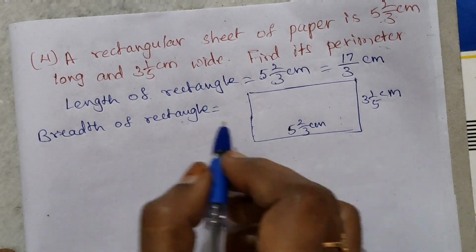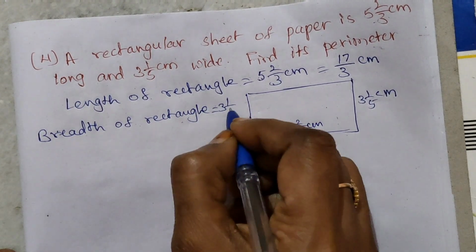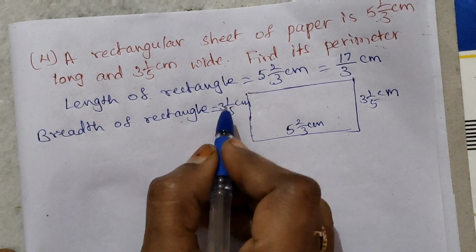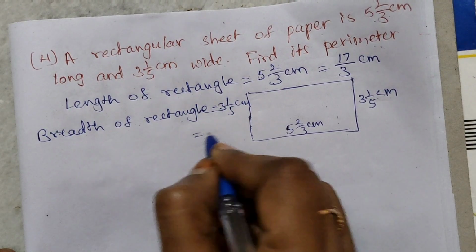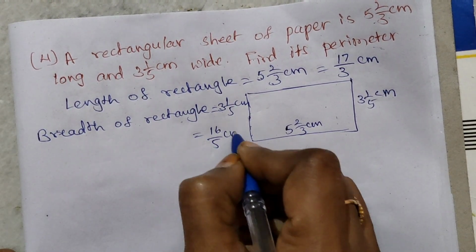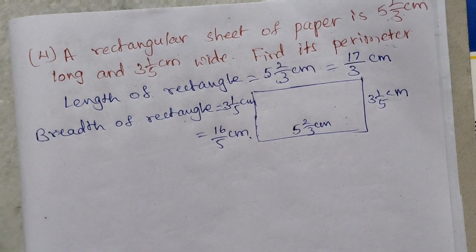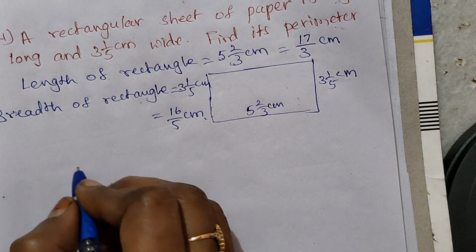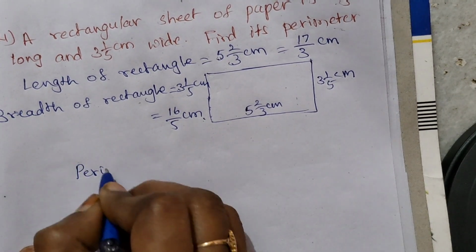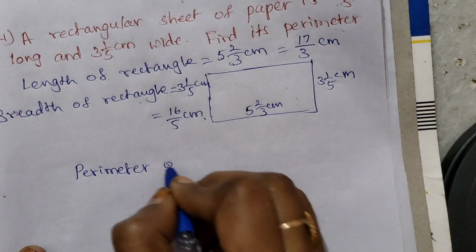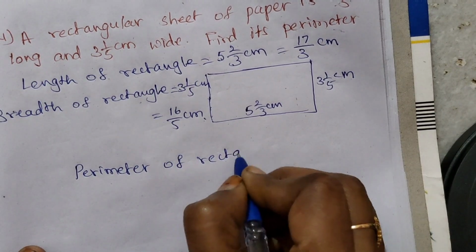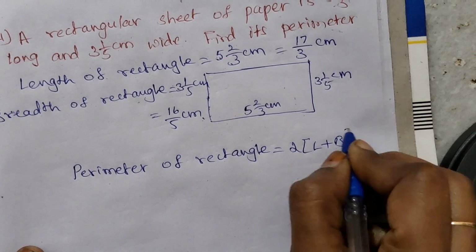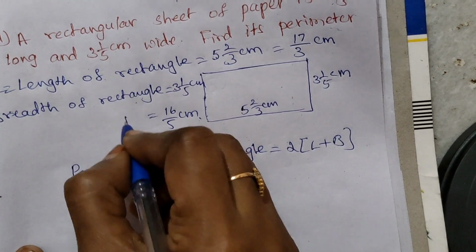Next, breadth of the rectangle is equal to, they have given 3 1 by 5 centimeters. Now multiply 5 3s are 15, add 1, 15 plus 1, 16 by 5 centimeters. This is the breadth of the rectangle. We know the perimeter of rectangle formula. P, perimeter of rectangle, is equal to 2 into L plus B. Here L is this one and B is this one.